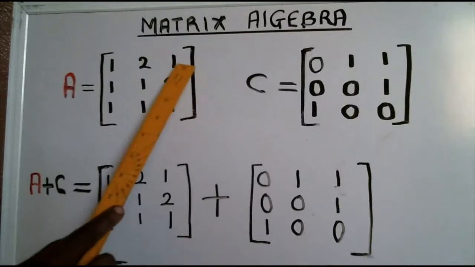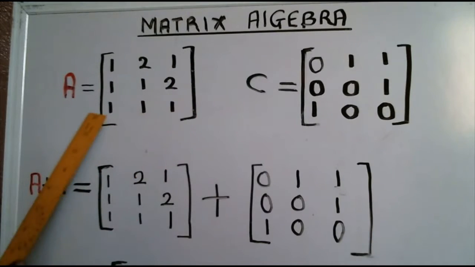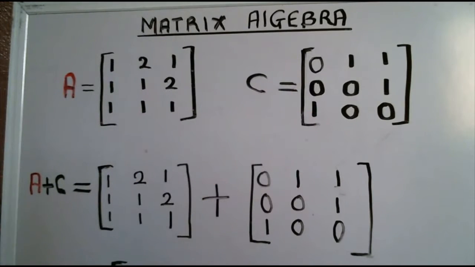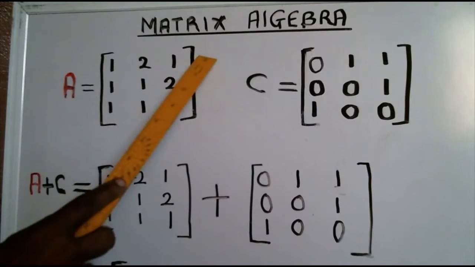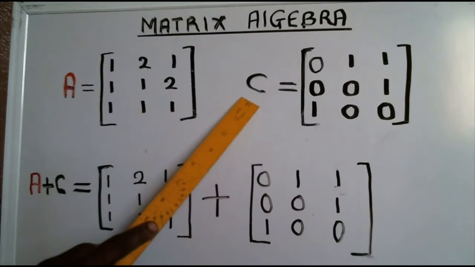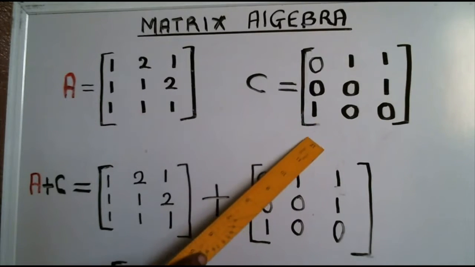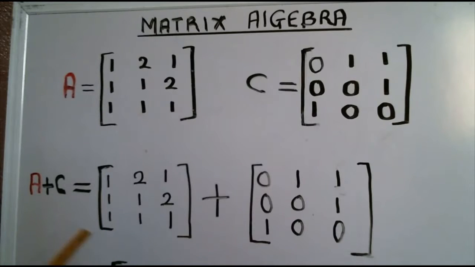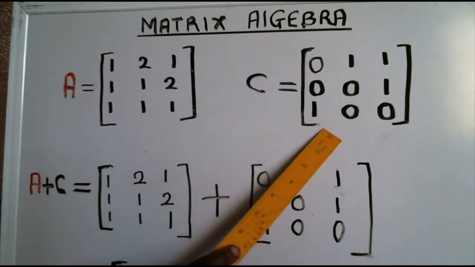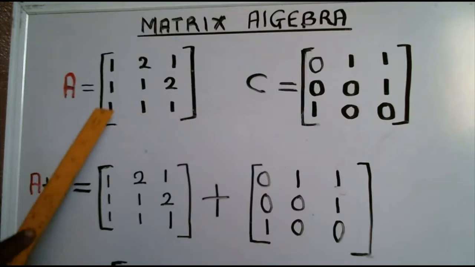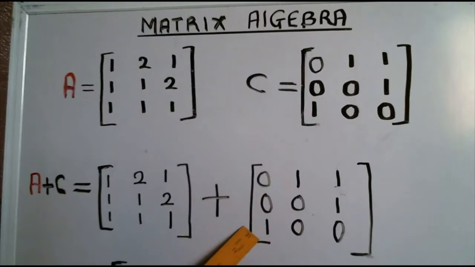So here is row 1, row 2, row 3, column 1, column 2, column 3. Same with this one. So A is equal to this matrix. C is equal to this matrix. They are both 3x3 matrices. So what we want to do is add A plus C, meaning we want to add this matrix with this. So here we have A plus C is equal to this matrix plus this matrix.